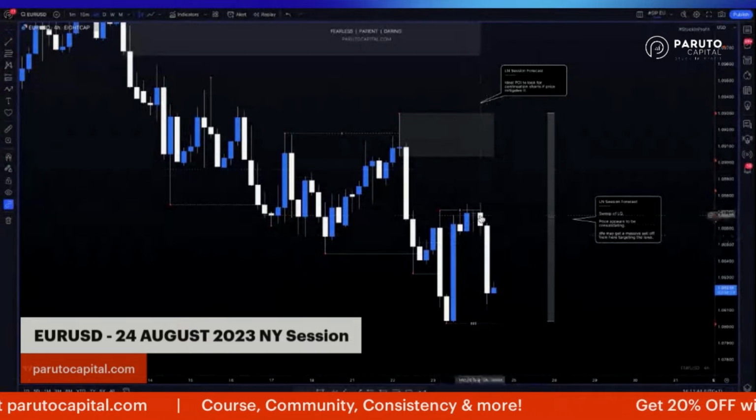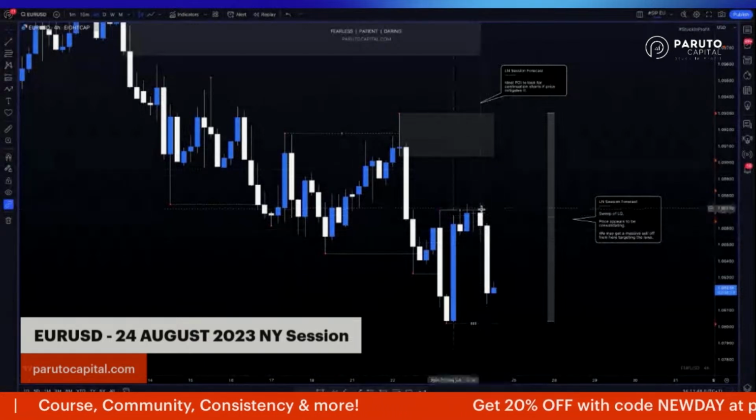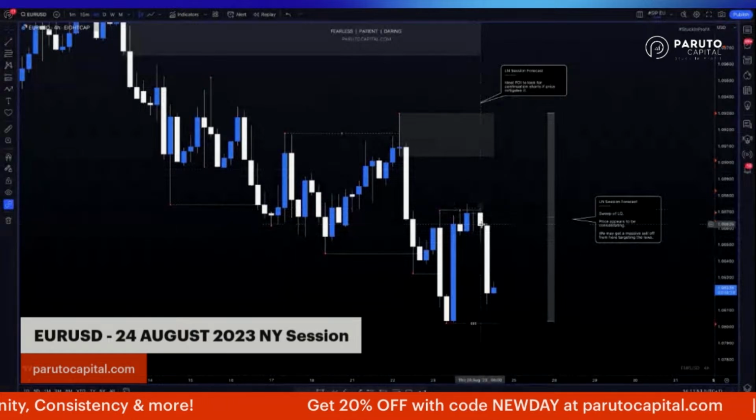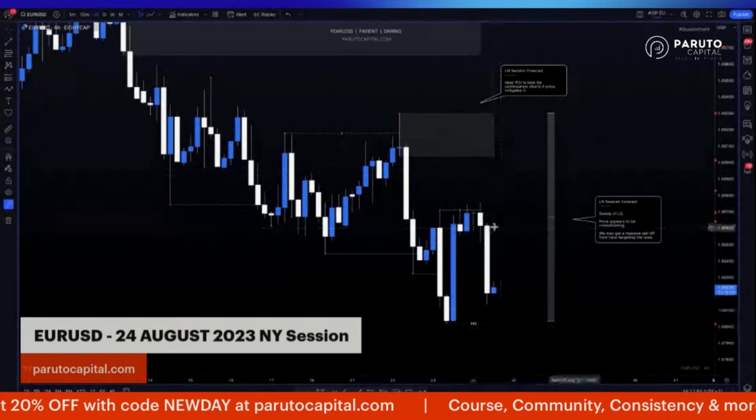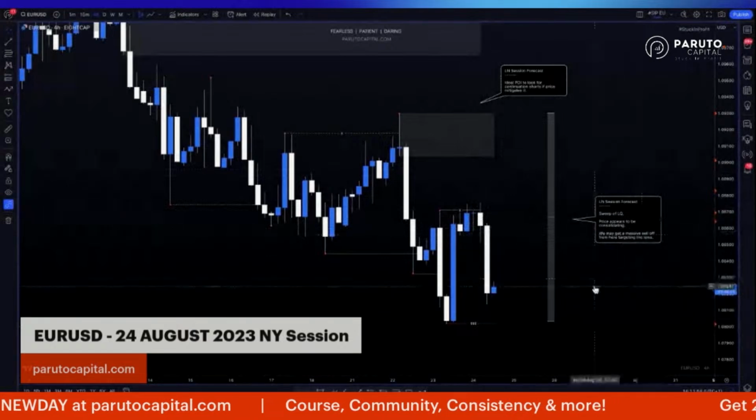But you can see it failed to do that. This candle closed below this area, a sweep of liquidity. So the London session coincided with the London session. I was pretty much confident the price was going to sell off. So all of that, of course, is what I identified here.